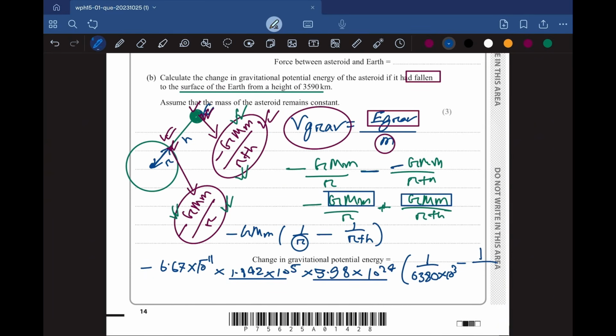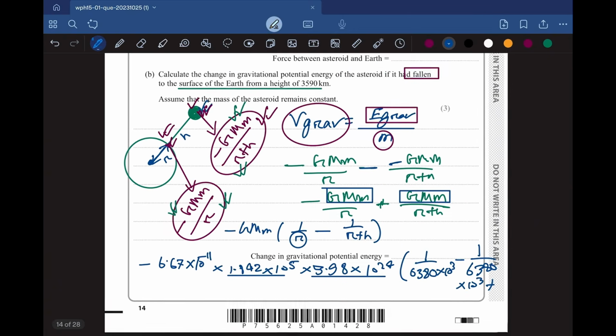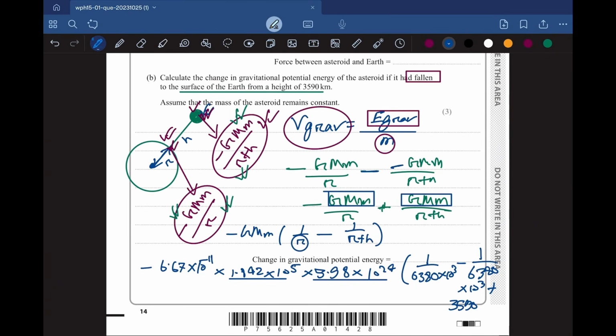minus 1 divided by 6380 into 10 to the power 3 plus the height from the surface of the earth to the asteroid, which is 3590 into 10 to the power 3. So this is all the maths that we have done.